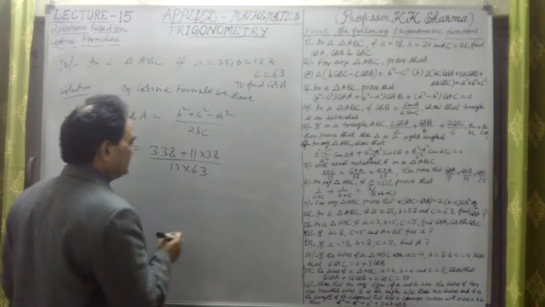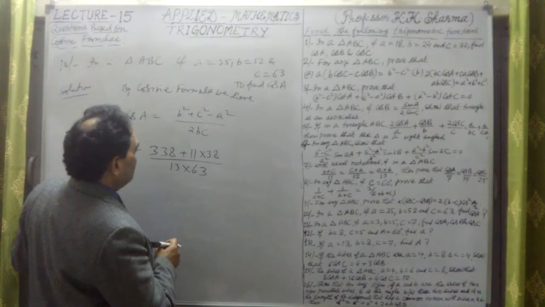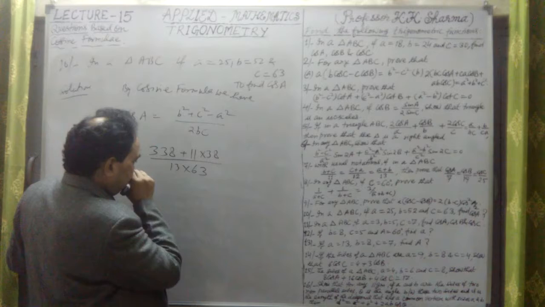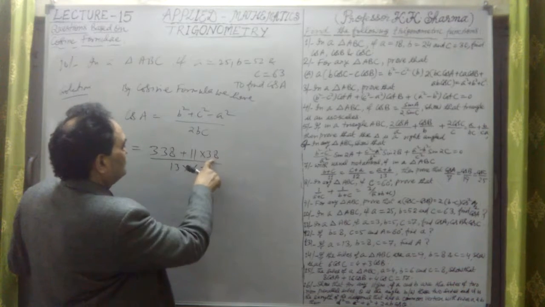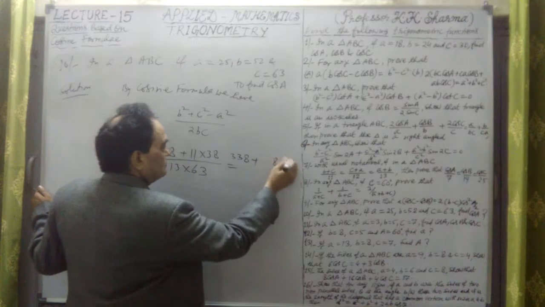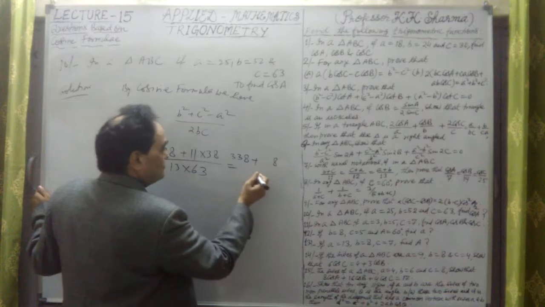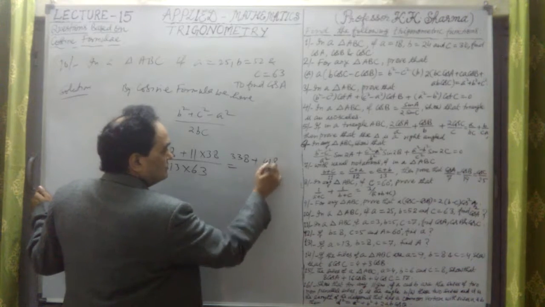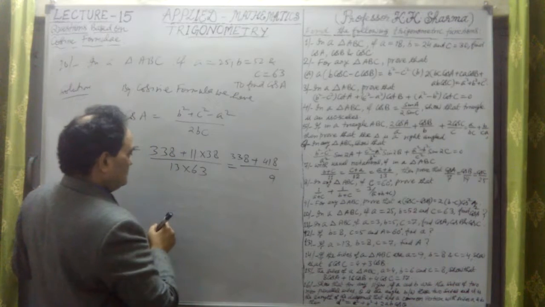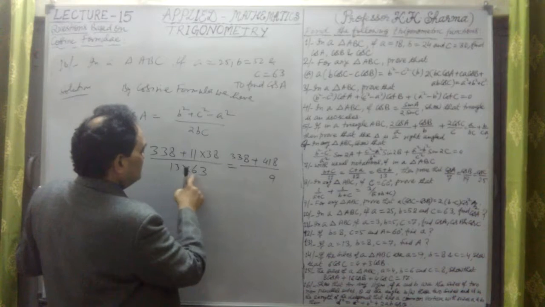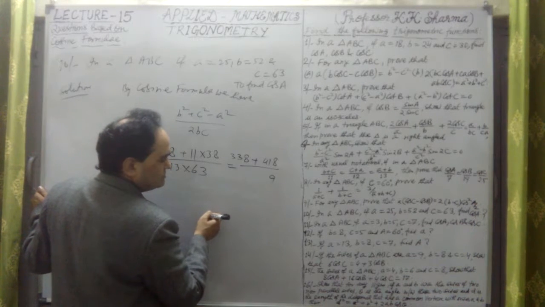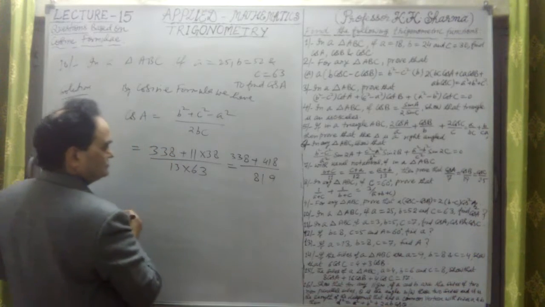Now let me multiply them and then add and divide them. 7 and 63, is it divisible by 7 or not? 38 is not divisible. Okay, so 11 times 38 is 418, upon 13 times 63, which is 819.